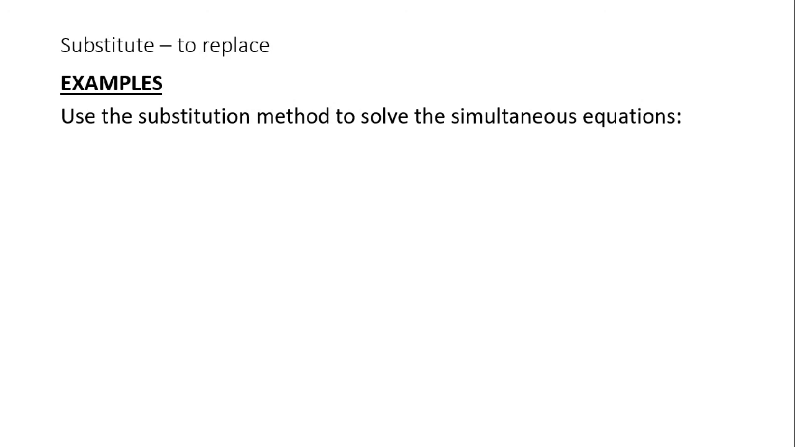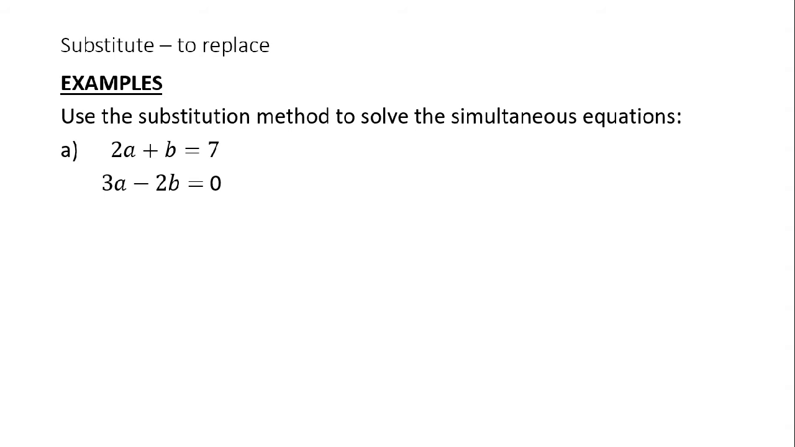We have to use the substitution method to solve the simultaneous equations. So the simultaneous equations we've been given are 2a plus b equals 7 and 3a minus 2b equals 0. When you are looking at the substitution method, it doesn't matter whether the coefficients are the same. In the elimination method, we had to make sure the coefficients were the same.